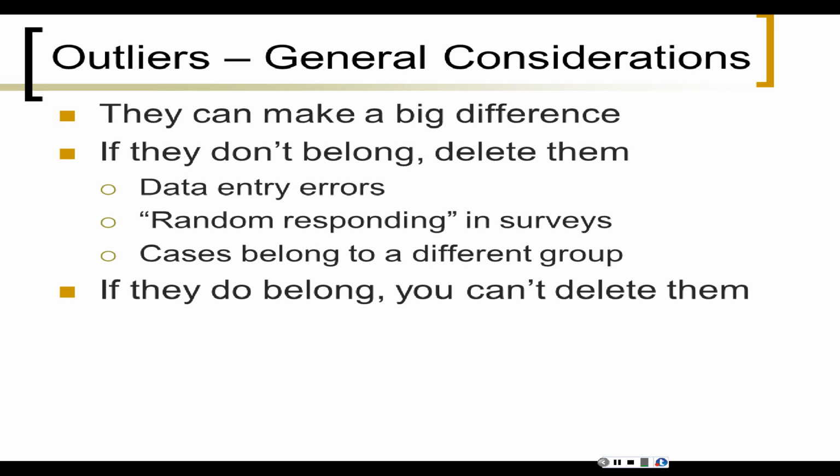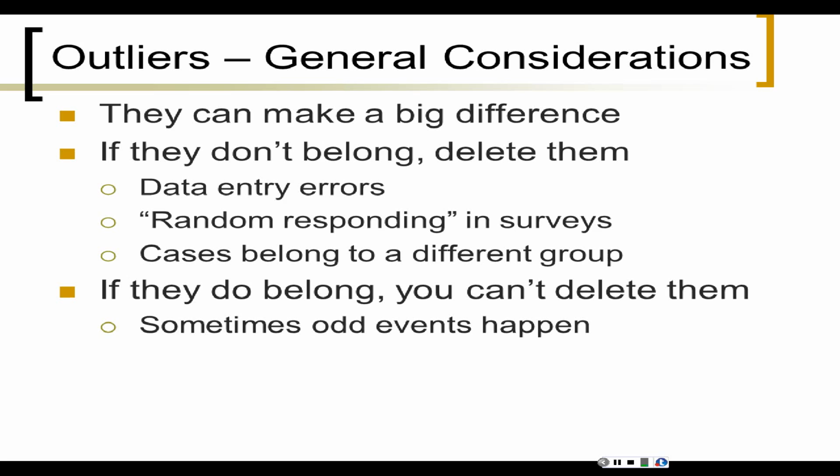However, if the data do belong, then you can't delete them. Sometimes weird things happen, and sometimes there are things happening in your sample that you're not aware of, and the outlier might be the data that lets you know there's something else going on that you need to be aware of. If you just throw that data out, you'll be missing it. You won't be letting it influence things honestly. If it's part of your data, you have to let it influence the data.